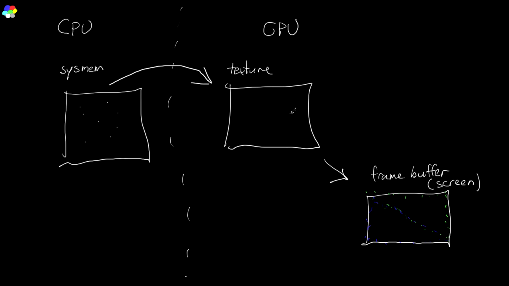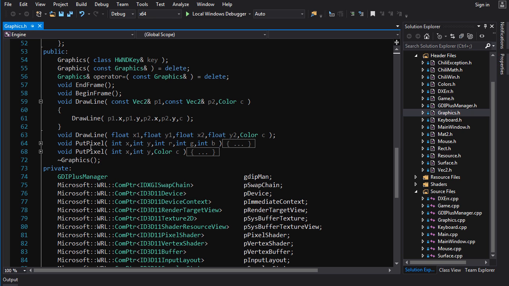And once you do that, then you have to do an extra step of rendering that texture to the frame buffer, to the screen. And you do that just by rendering a couple of triangles with the proper texture coordinates, and you get your frame that you composed on the CPU onto the screen. That's how it works. So these put pixel functions, they write into that system memory.